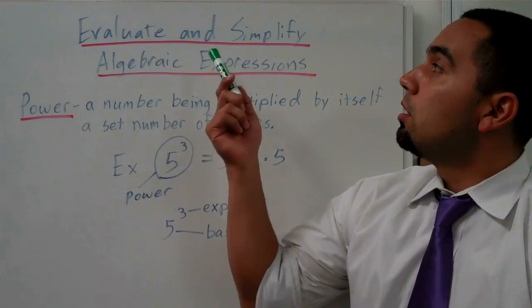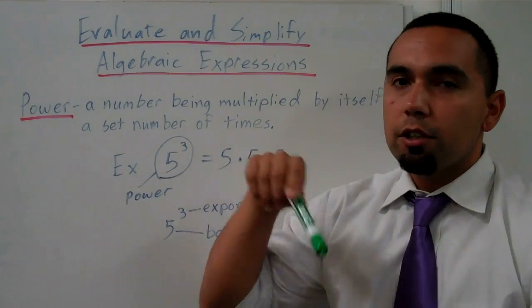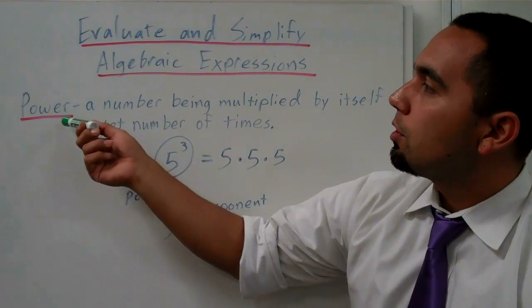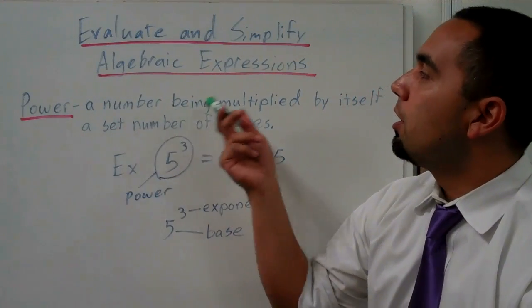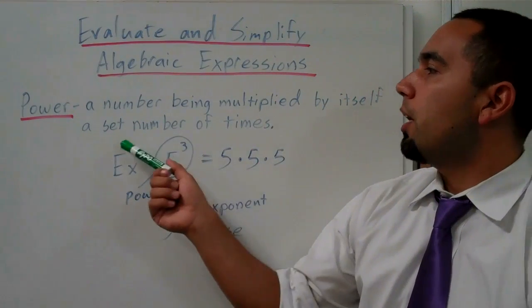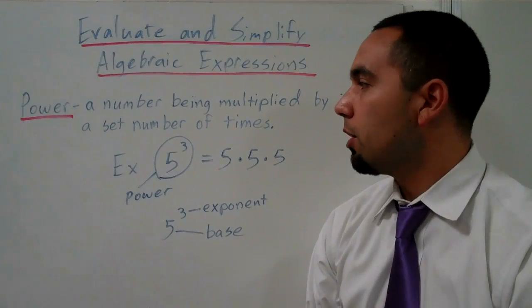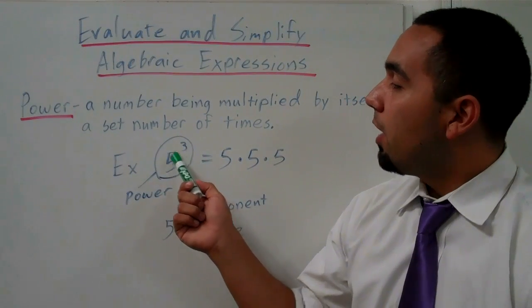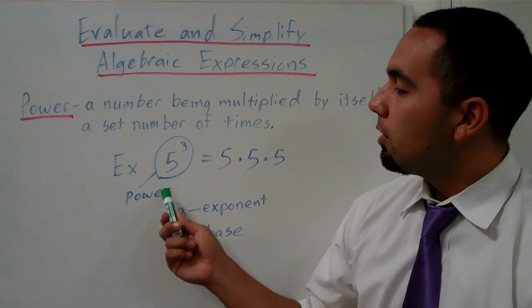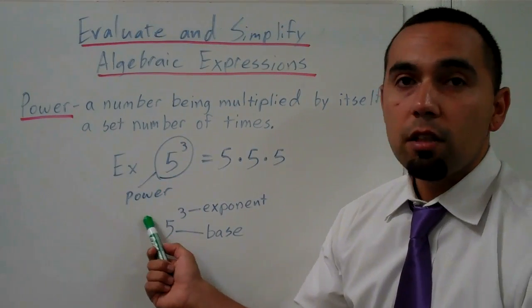Okay, so this is evaluate and simplify algebraic expressions. First we need to define some things, and the first one is power, and that's simply a number being multiplied by itself a set number of times. The best way to look at this is with an example. So 5 to the third power, the whole thing is the power.